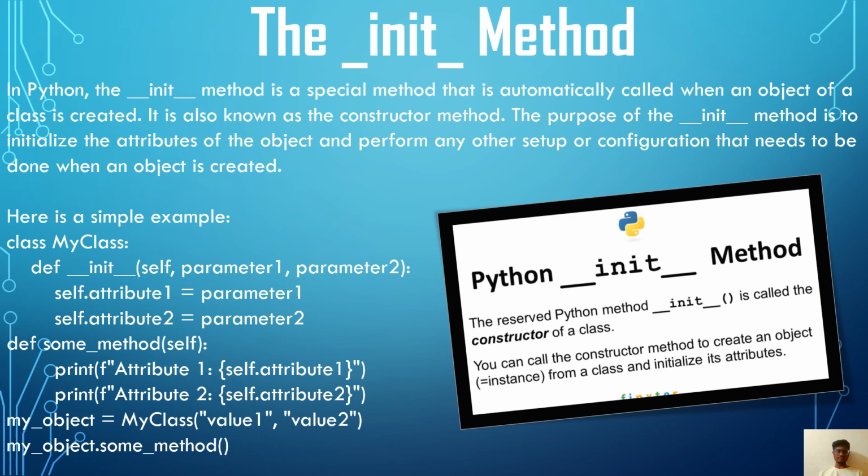Here we are going to take an example, MyClass as the class name, and we're going to define __init__, and we're going to take some parameters, the first parameter param1 and the second parameter param2. Then we are going to define some attributes, self.attribute1 and self.attribute2. my_object is equal to MyClass. We are going to take two values, value1 and value2, and then we are going to create the object of that class.